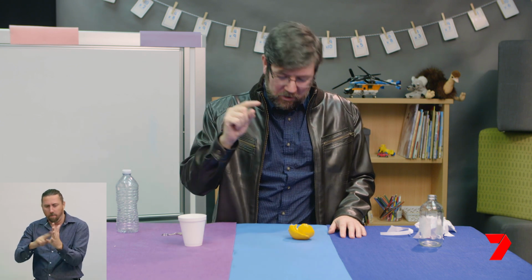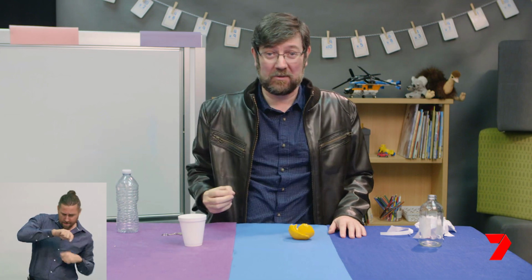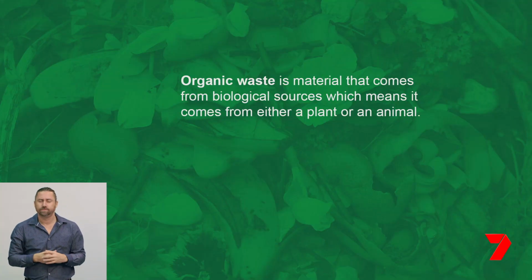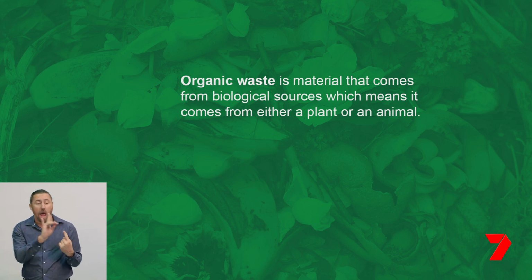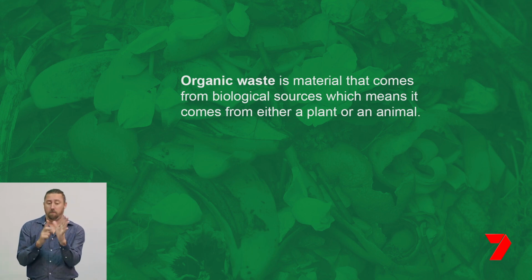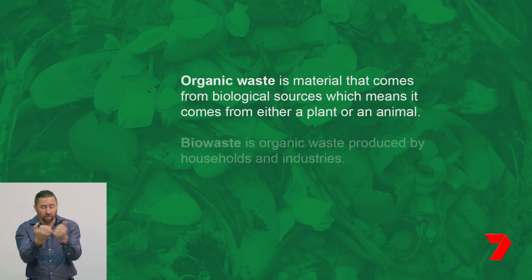Waste-to-energy facilities use organic waste materials as an energy source. Organic waste is material that comes from biological sources. It means it comes from either an animal or a plant. Examples include food scraps, but also crop waste, livestock manure and wood scraps. All this organic waste is known as bio-waste.